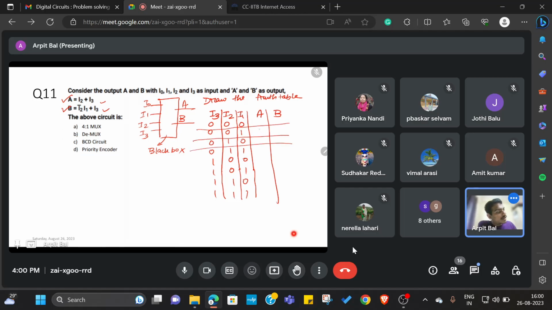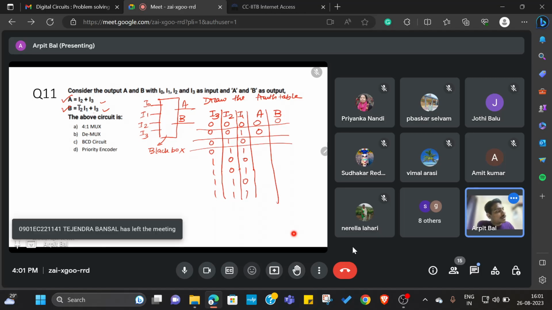If I3 is 0, I2 is 0, I1 is 0, what is A? A is 0 because A is a combination of I2 and I3. Similarly, what will be B? B will also be 0. I3 is 0, and even though I2 bar is going to be 1, I1 is 0, so B is also 0. Similarly, what will be the next one? A is 0 anyways because I3 and I2 are both 0. But what is B? I3 is 0, but I2 bar will be 1 and I1 is 1. So B is 1.